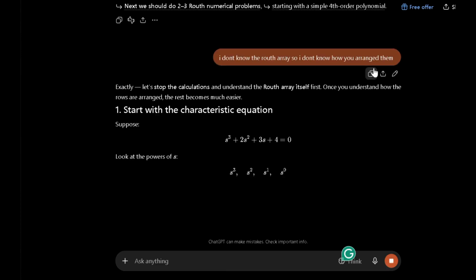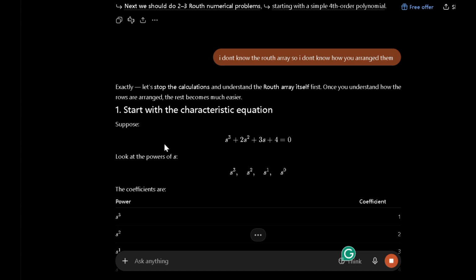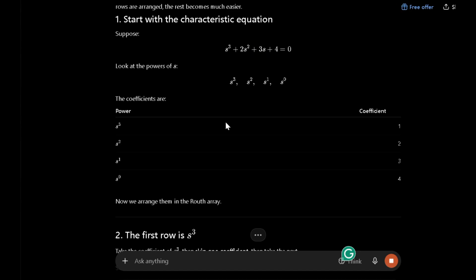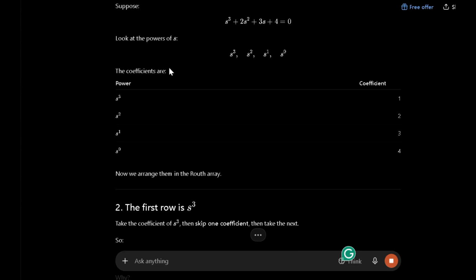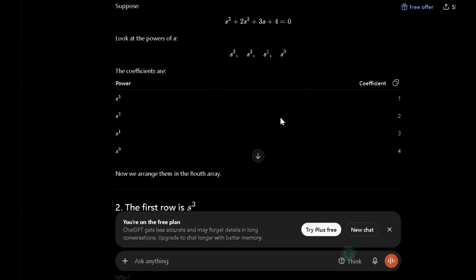The Routh theorem itself first. Start with the characteristic equation. Suppose x cube plus 2x square plus 3x plus 4. Look at the power of x: x cube, x square, x power 1 and x power 0. x cube is 1, x square is 2, x power 1 is 3, x power 0 is 4. Now we arrange them in a Routh array.